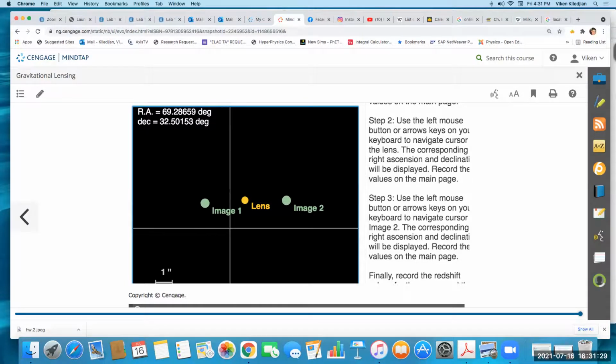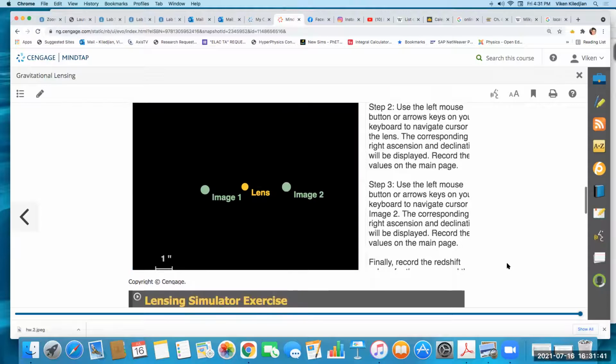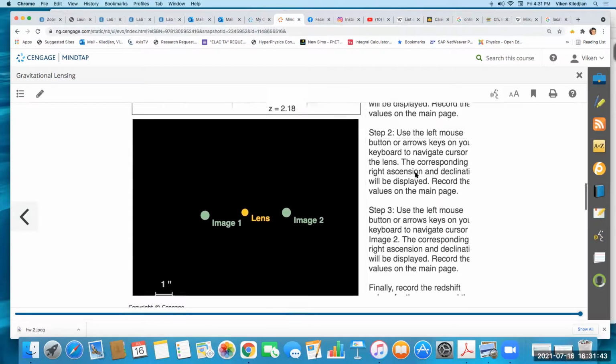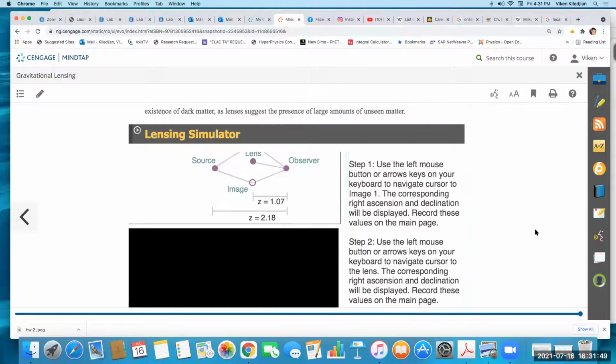Then you go over here, take a snapshot of that, the RA and the dec, and then this is the RA and the dec of image 2. And then you already have their Z values. So we practiced this before, right? So it's good, again, that we've seen this before.